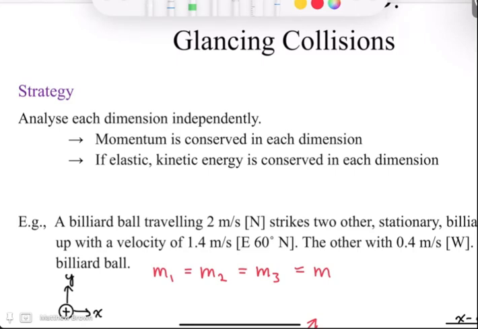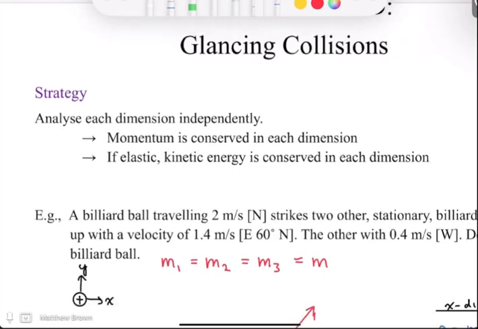When you're looking at each dimension, though, remember momentum is always conserved in every dimension. So whatever the momentum before is in the x direction, that's the momentum after in the x direction, even if it's zero. If it happens to be an elastic collision, then you also have the fact that kinetic energy is conserved, and you can use any of those final velocity equations that we found earlier.